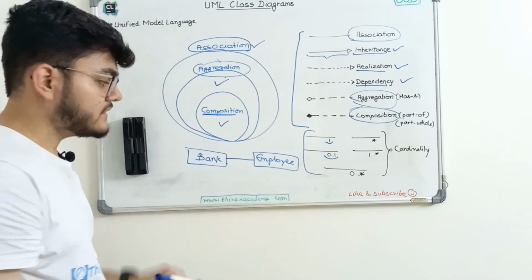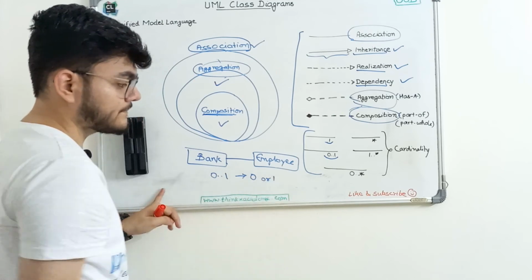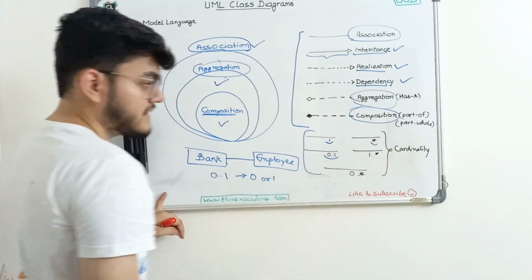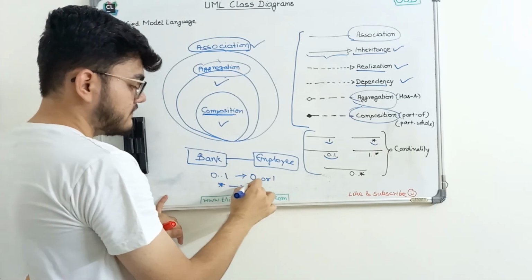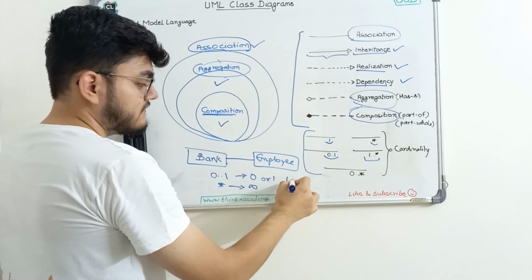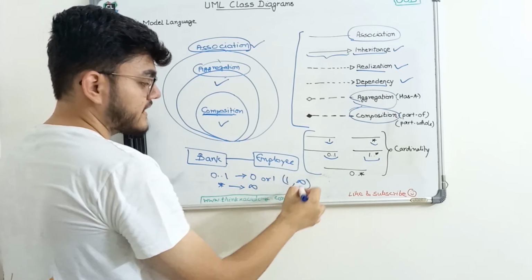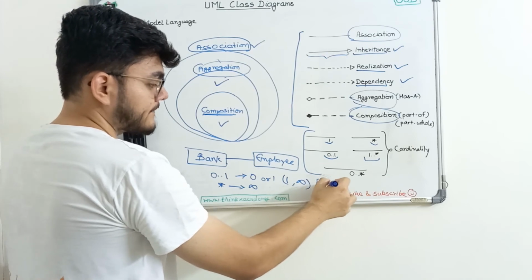So it can be 0 or 1. I'm going to write here 0..1 means 0 or 1. If we have a star, it means we have many, right? So if we have a star, we have infinitely many objects. If we have 1 to star, it means we are going from range 1 to infinity. If we have 0 to star, it means we have 0 to infinity.